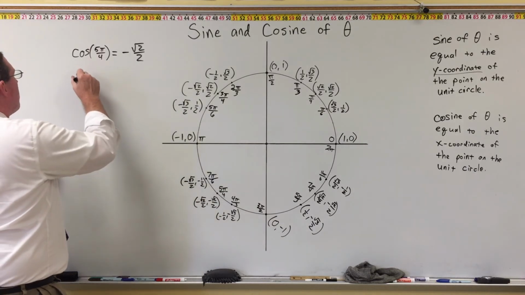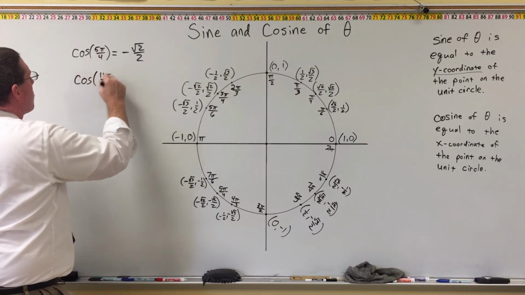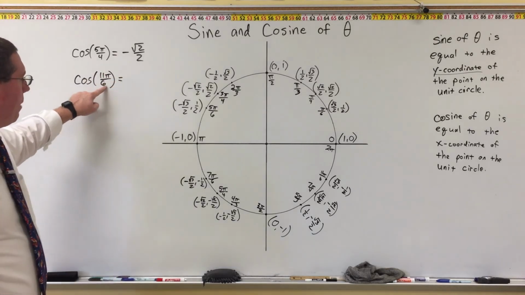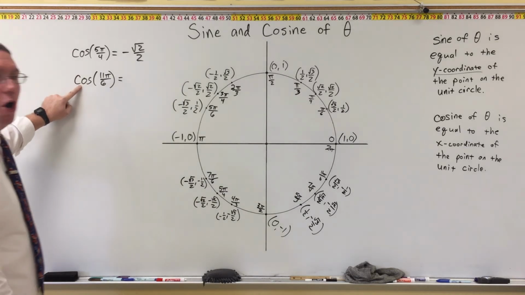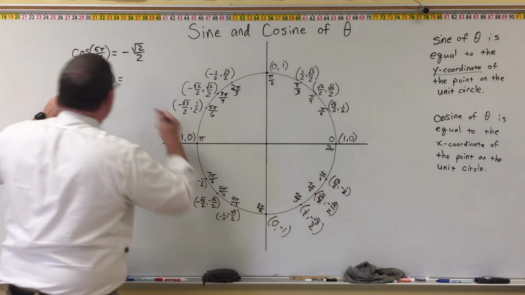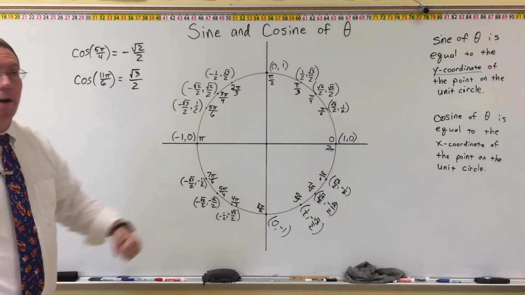Okay, let's say that the next question is, well, what is cosine of 11 pi over 6? Okay, so we're going to go to 11 pi over 6 right here, and we're going to identify the x-coordinate, the cosine, right? So that's square root of 3 over 2. So the answer is square root of 3 over 2, and we're done. We're now going to move on to the next question.